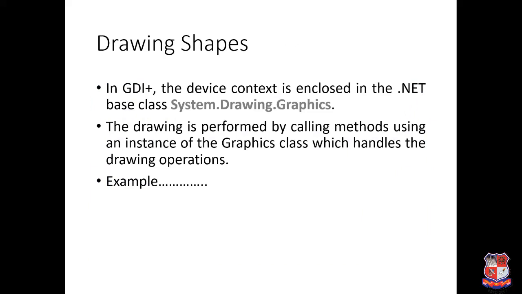Now we'll see how we can draw some shapes on a Windows form. For that, we have to use some classes, and those classes are available in the .NET framework, and all the base classes are available in the System.Drawing.Graphics class. The drawing is performed by calling methods using an instance of the Graphics class, which handles the drawing operations. So if we want to create some shapes or some graphics on a Windows Form, we have to use an object of the Graphics class, and using that object we have to call some methods of that class to do the drawing operations.